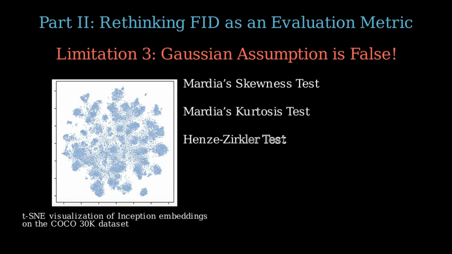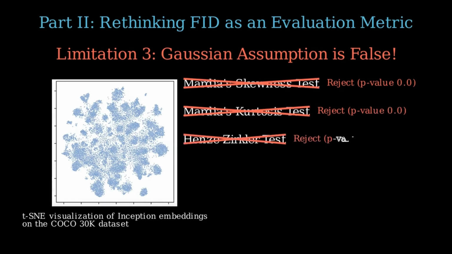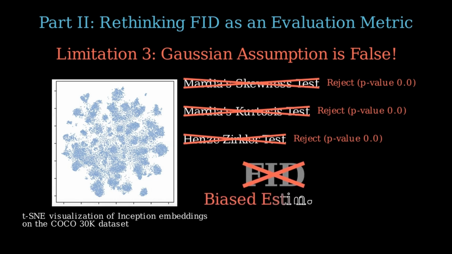To prove this mathematically, we subjected these embeddings to rigorous multivariate normality tests. We ran Mardia's skewness test, Mardia's kurtosis test, and the Henze-Zirkler test. The results were conclusive. Every single statistical test unequivocally rejected the null hypothesis of multivariate normality, yielding a p-value of absolute 0. Because the underlying distribution is not Gaussian, applying the closed-form Fréchet formula is mathematically unjustified. Consequently, FID is fundamentally a biased estimator. It is an inaccurate yardstick that misguides our evaluation of generative models.